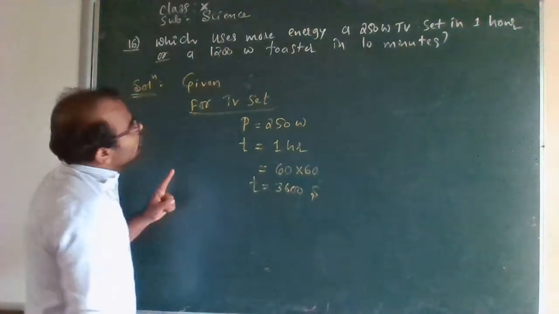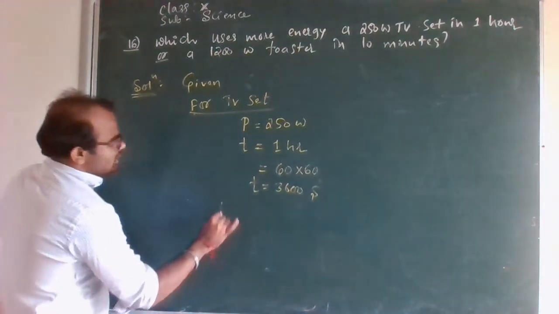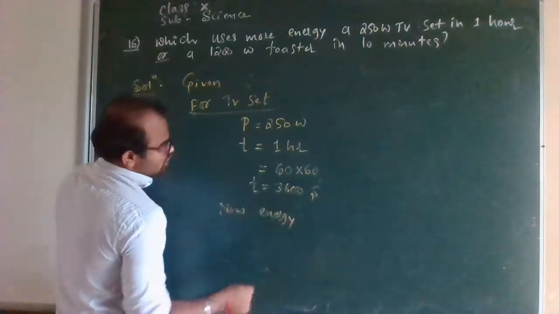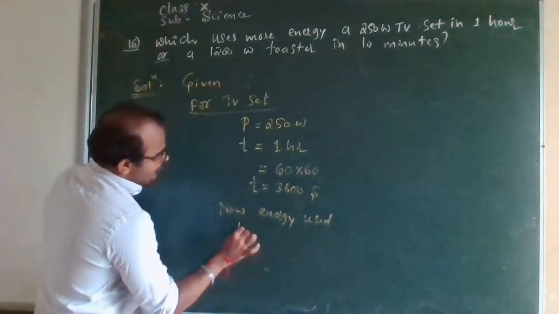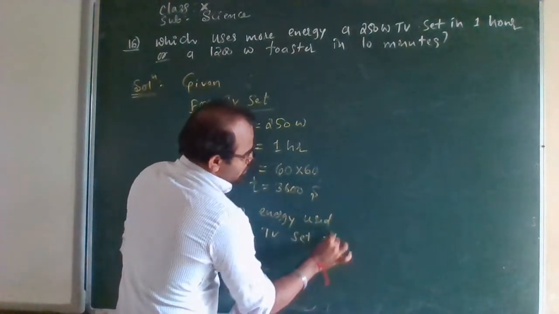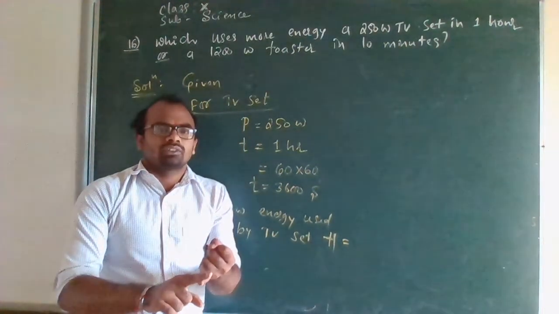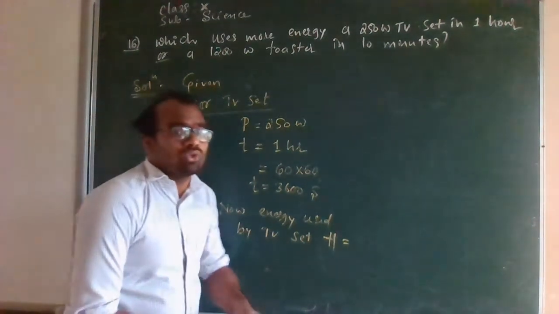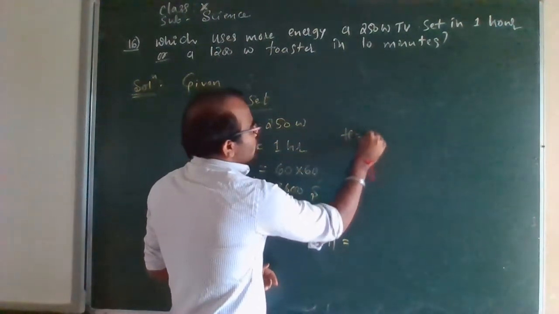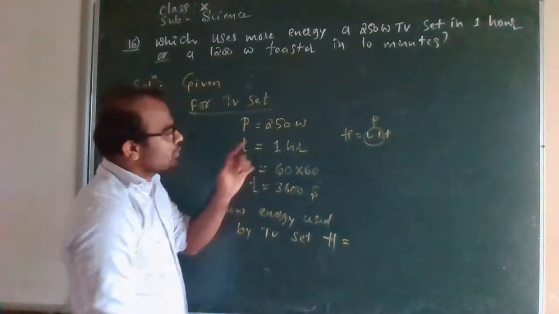So now I have to go for the energy consumed. That means heat energy or energy is given by, now, energy used by TV set. H equal to, what is the formula? We have three formulas. H equal to VIT, H equal to I square RT, and H is equal to PT. So VI is nothing but power. So we have the formula H equal to VIT. Okay, this VI is nothing but power. P is equal to VI. So we can put P there.